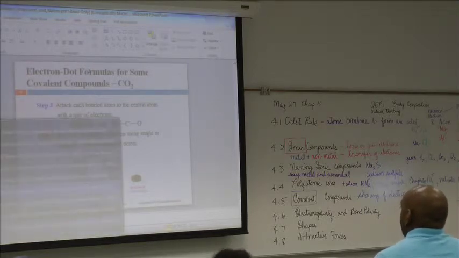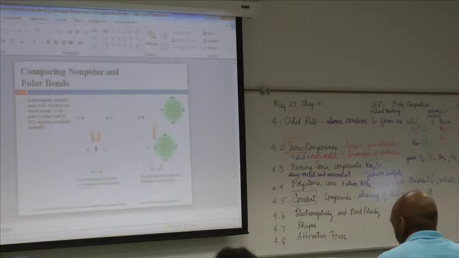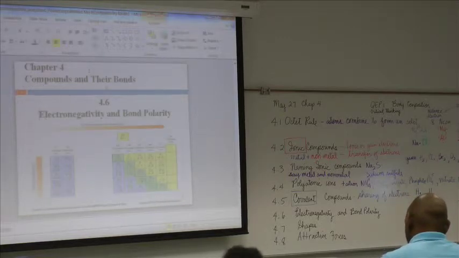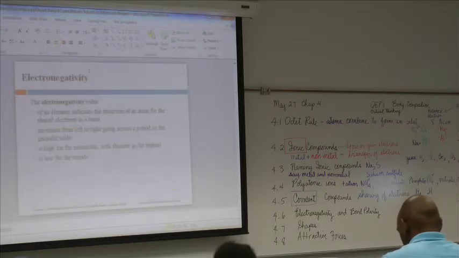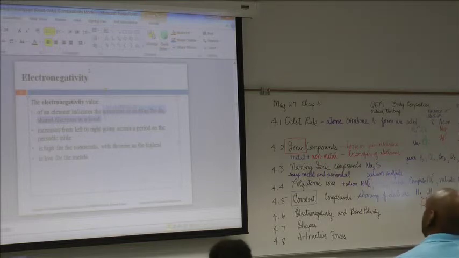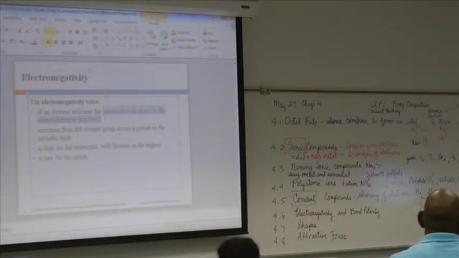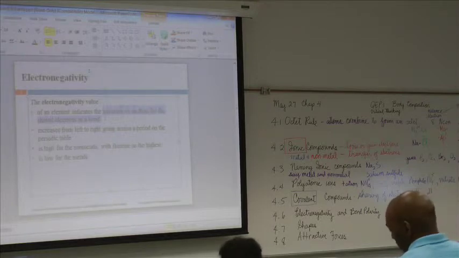Then let's look at what electronegativity is all about. What do we mean when we say something is really electronegative? Electronegativity is defined as the attraction of an atom for a shared electron. That's the definition of electronegativity. For us, the most electronegative atom is fluorine, F, with an electronegativity of 4.